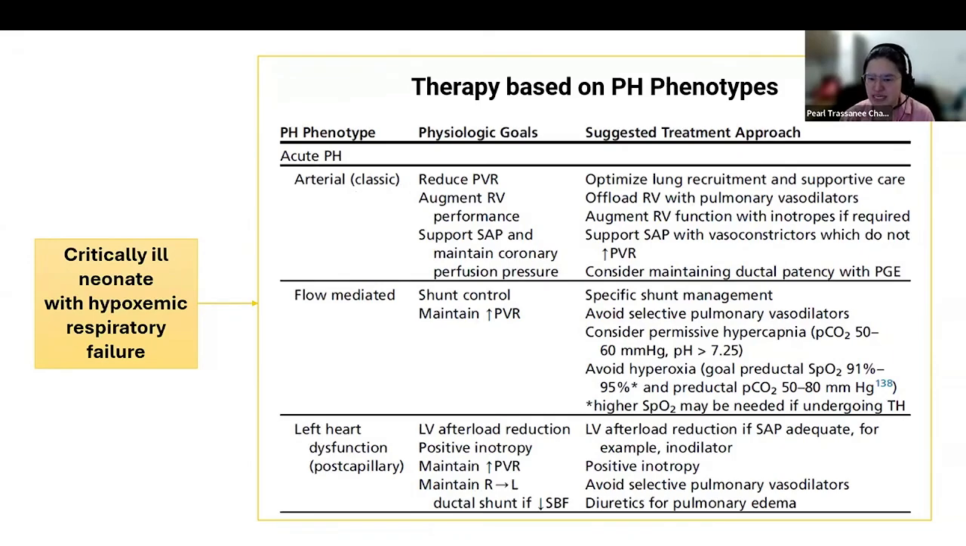As for targeted therapy, like we have gone through earlier in this case discussion, for resistance-mediated pulmonary hypertension, the care is focused on PVR reduction and augmentation of RV performance. While for flow-mediated pulmonary hypertension, shunt modification and maintenance of higher PVR is a cornerstone. And lastly, for the post-capillary phenotype, augmentation of LV performance through positive inotropy and afterload reduction, with maintenance of right to left ductal shunt for adequate systemic blood flow, is the foundation of therapy.